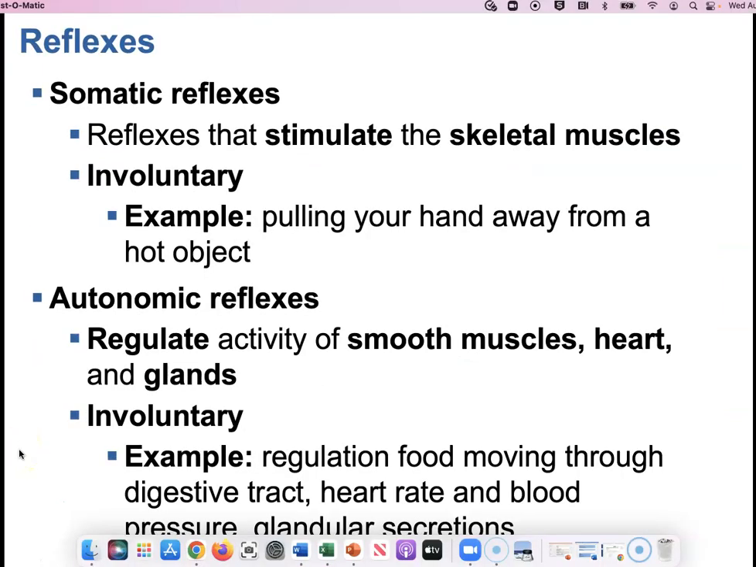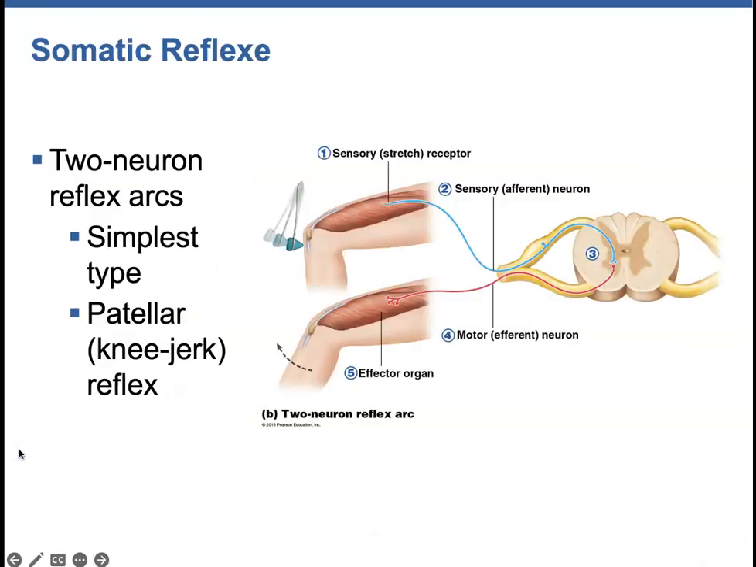So the way that the reflexes work is that you're going to have somatic and autonomic. And so the somatic ones are going to be the ones that stimulate the skeletal muscle, and the autonomic are going to deal with smooth muscles, the heart, and the glands. And so what you're looking at here is you're going to have basically a 2-neuron reflex arc, with the little interneuron in the middle.